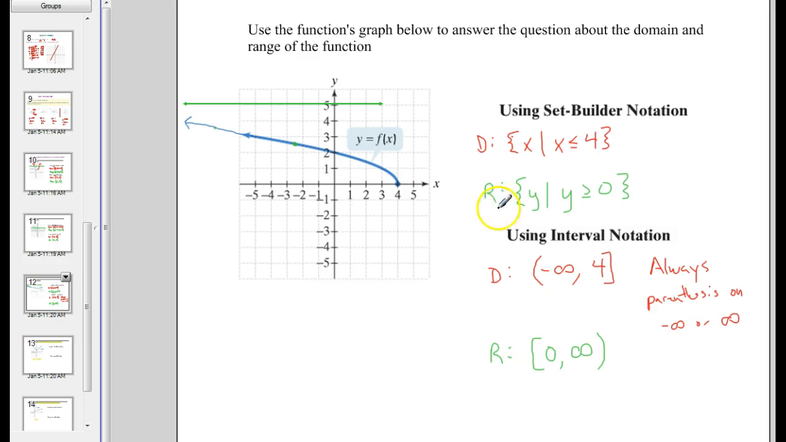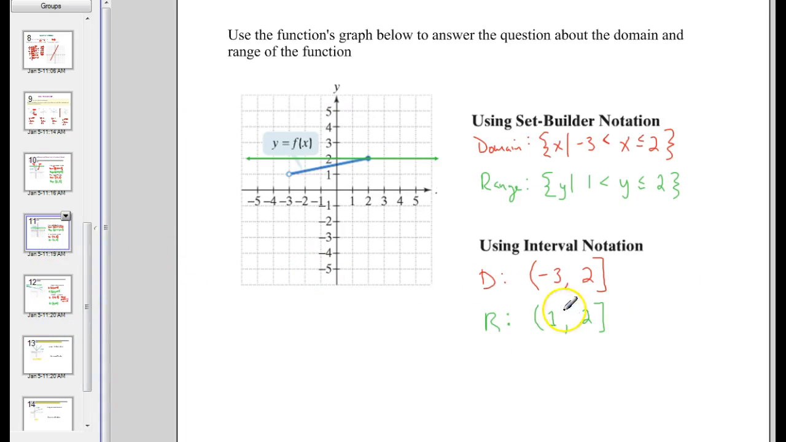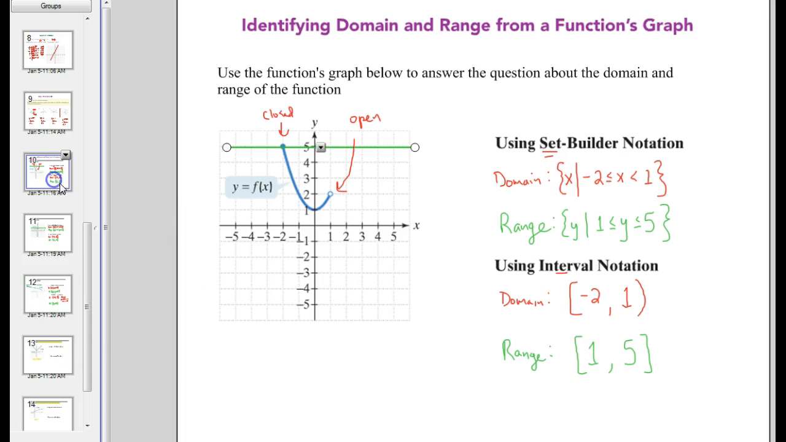Okay, so notice every time we've ever done interval notation, it's always smaller number, bigger number, smaller number, bigger number, all the way up when we do interval notation. Smaller, larger, smaller, larger. Okay, so keep that in mind. It's always going to be that way when we use interval notation.